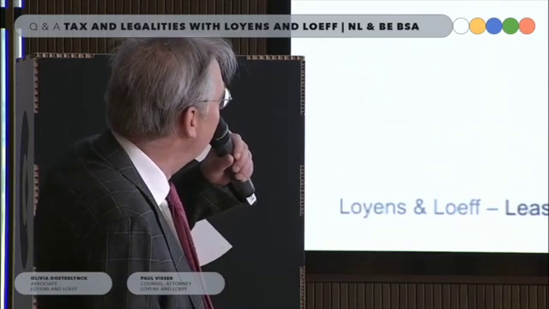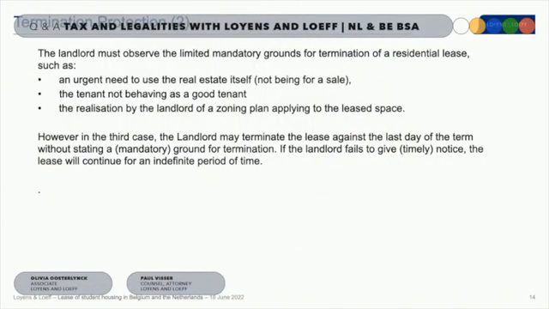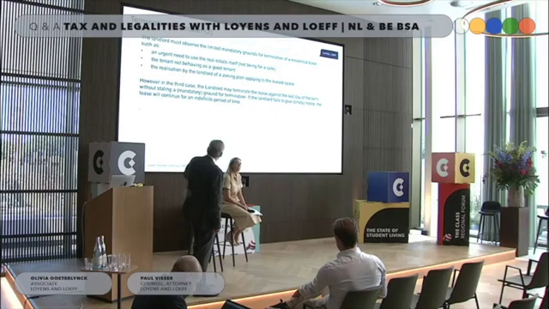On what grounds can the landlord terminate a residential lease? These are the 3 most important. An urgent need to use the real estate itself. Well, for an investor, this will hardly ever be the case, because I cannot imagine an investor living in a student house. The tenant not behaving as a good tenant, and the realization by the landlord of a zoning plan applying to the leased space. Well, this is also very seldom the case. So the tenant not behaving as a good tenant is in principle the only ground on which you can terminate a lease early.